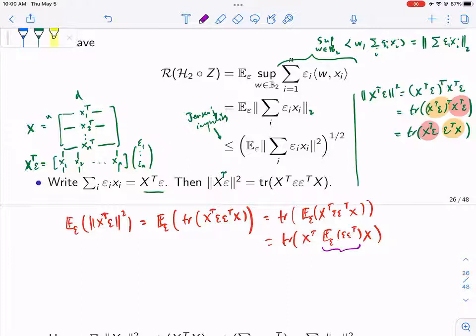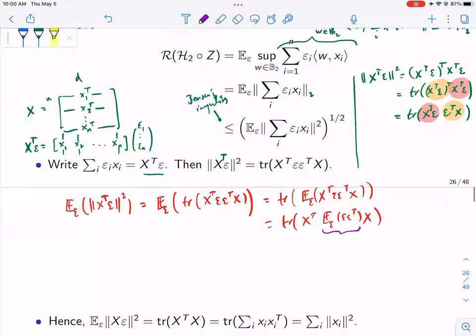Right. So epsilon i and epsilon j are independent. Like all the entries are independent. They're zero. I mean, this is basically the covariance matrix, and the diagonal is just 1. Off diagonal is 0. So what I get is trace of X transpose X.